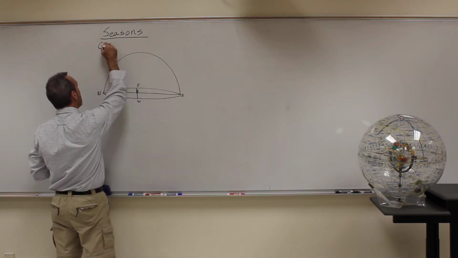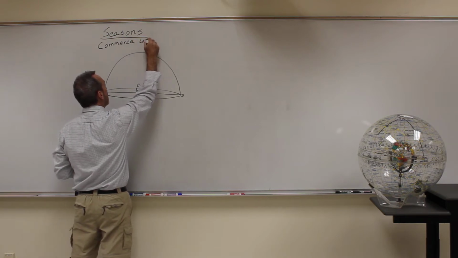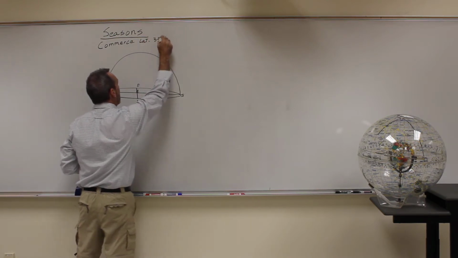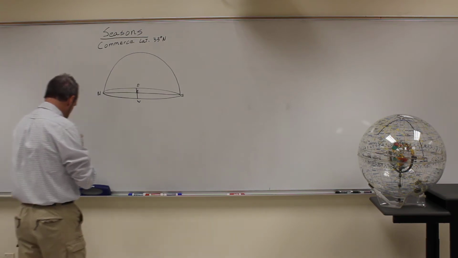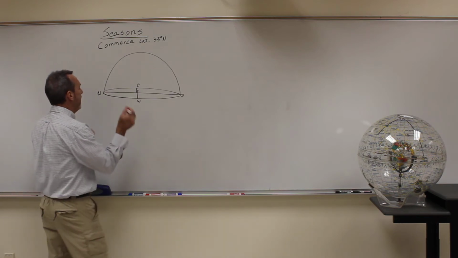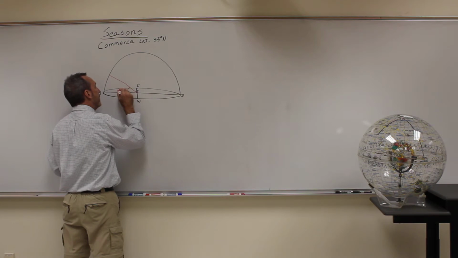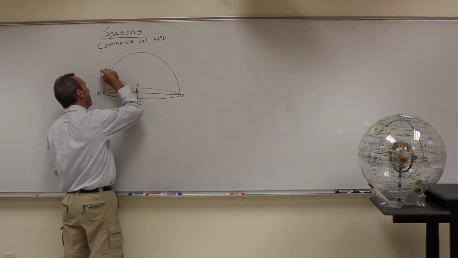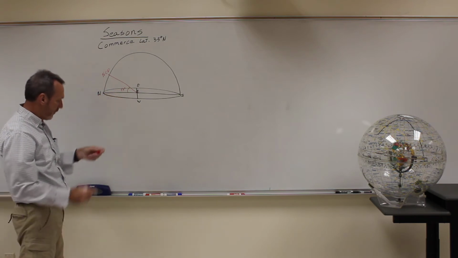And again, we're going to do it from Commerce. Remember, you can adjust it for any latitude you want. And you will in the homework. All right, so first thing we do, always do, is we say, oh, okay, this is 33 degrees. Here's the North Celestial Pole. Remember, that angle always equals your latitude.